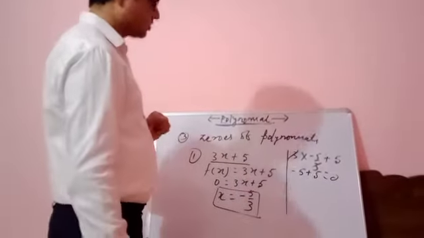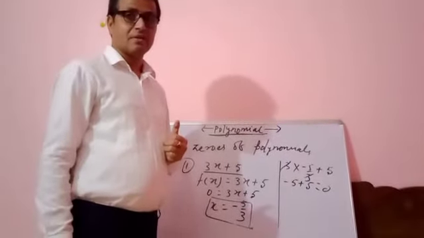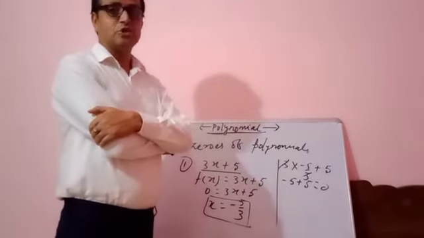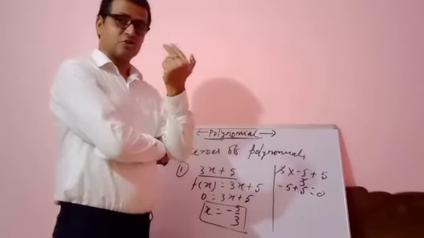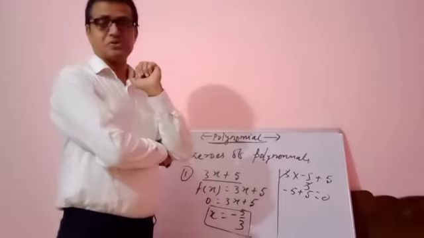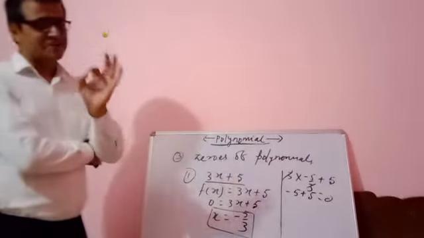Now what about the quadratic? What about the cubic? What about the biquadratic? See, suppose we have a quadratic equation. I am asking you children, how many zeros will you have? Yes, the degree is 2, maximum degree is 2. It's a quadratic polynomial. It will have 2 zeros. What does it mean? It means very simple.